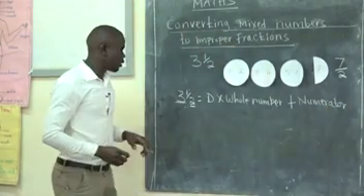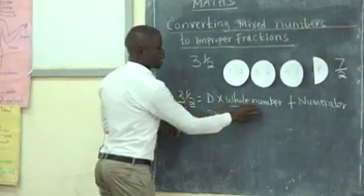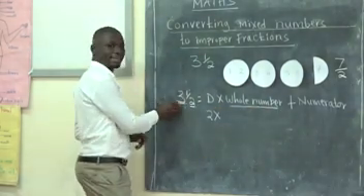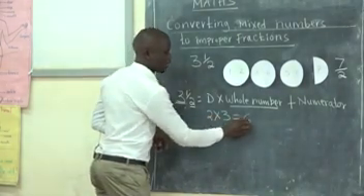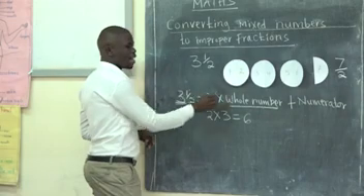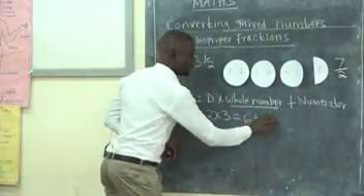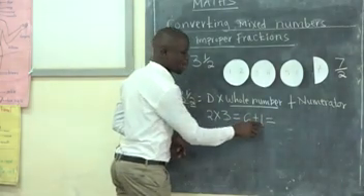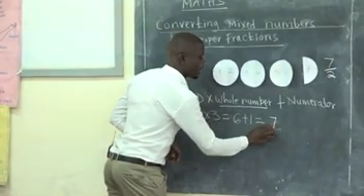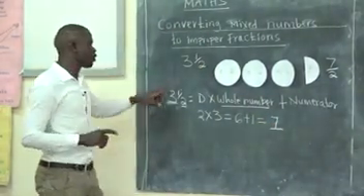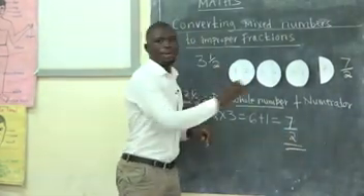Let's do it together. What is the denominator? The denominator is 2. Times, what is the whole number? The whole number is 3. So 2 times 3, what do we get? We get 6. We add the numerator. What is the numerator? 1. So we add 1. What do we get? 6 plus 1 is equal to 7. So we write 7 over the original denominator. And there we are done.